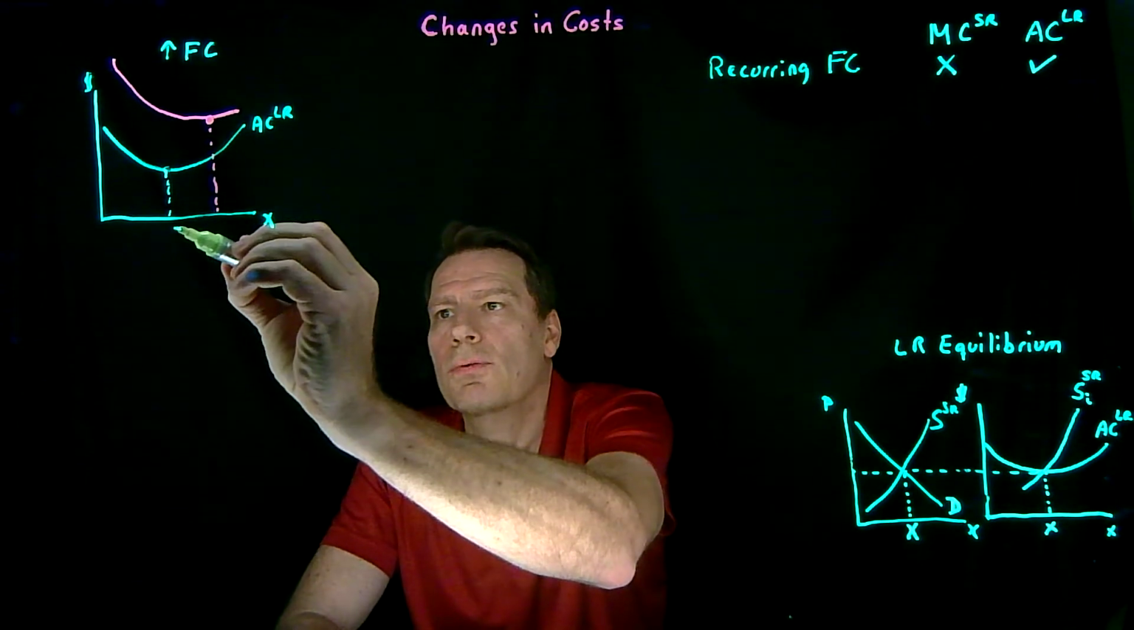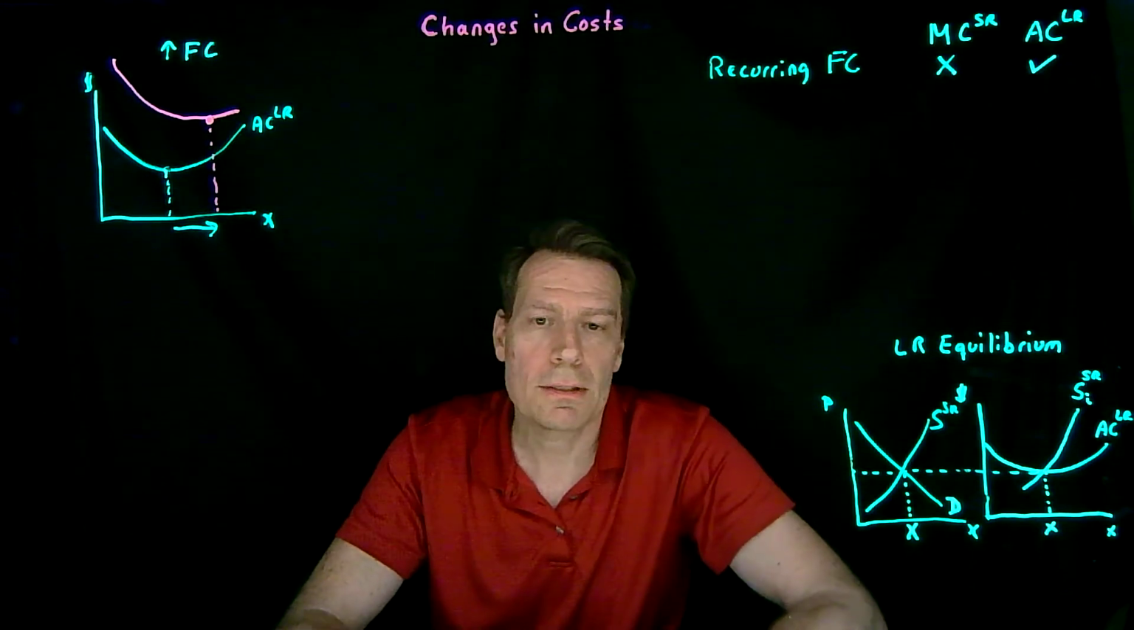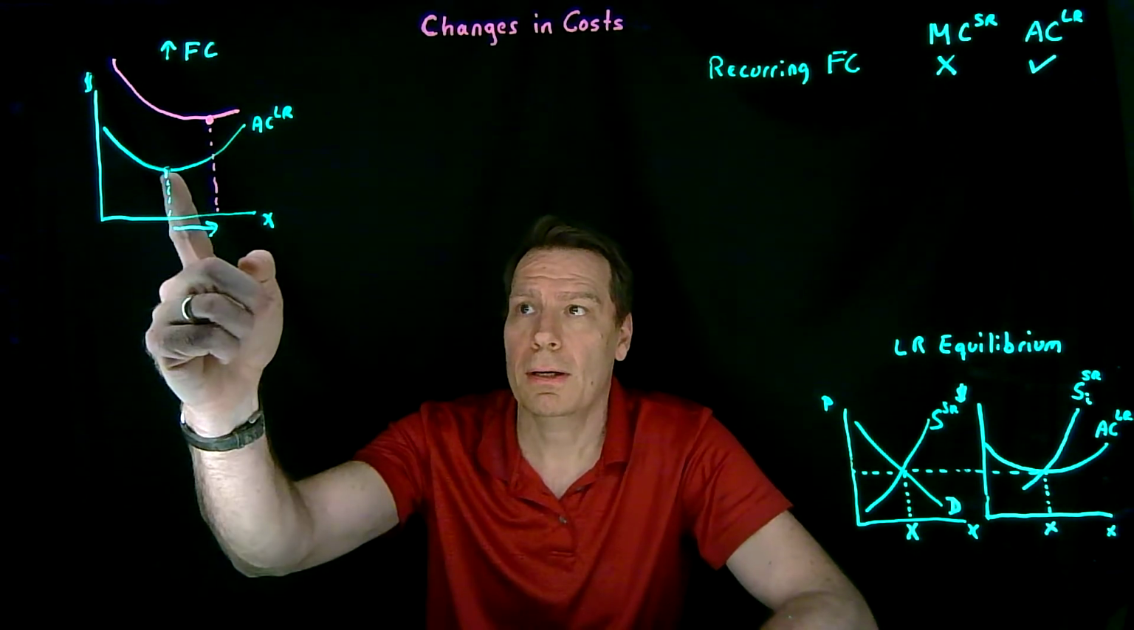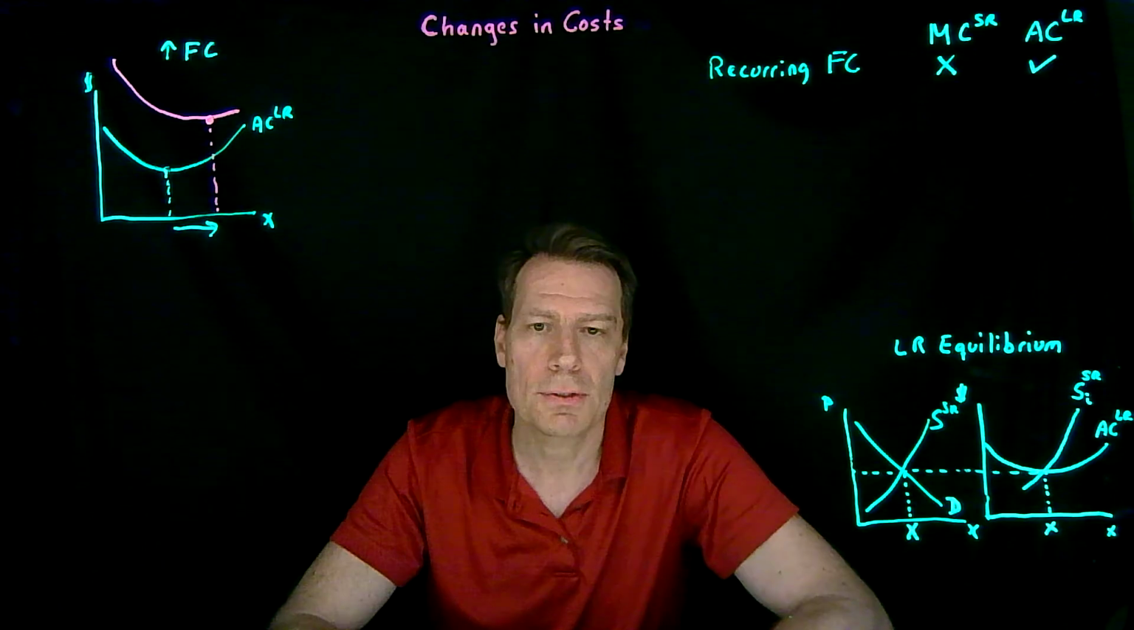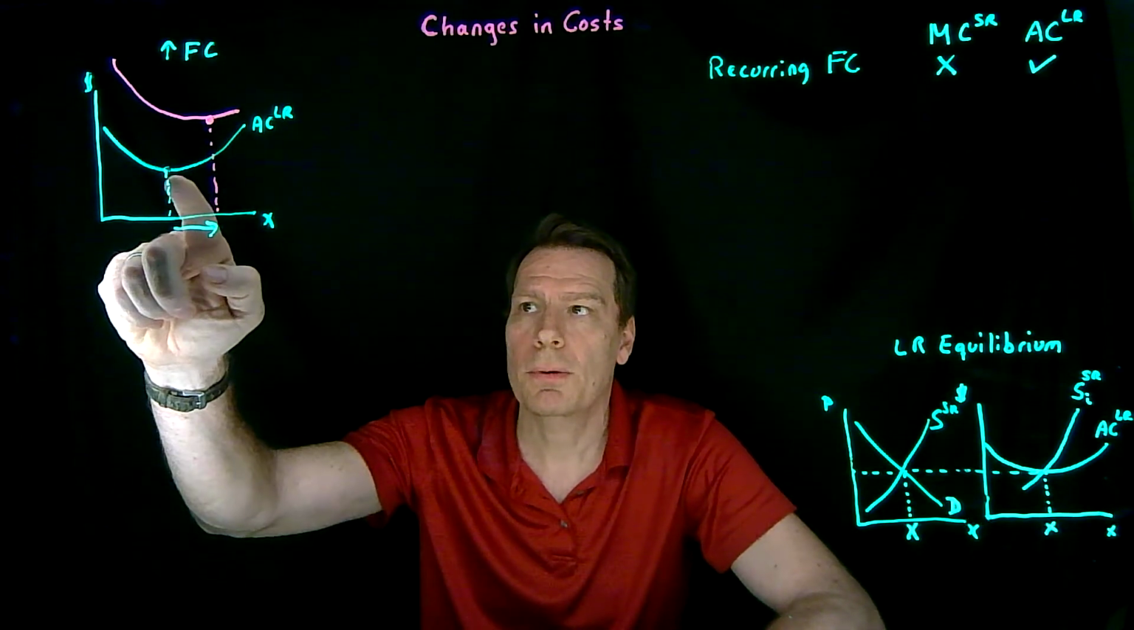So it's going to shift to the right, which means in a new long-run equilibrium, the firms are going to end up producing more than they did originally, but the long-run equilibrium price will be higher.